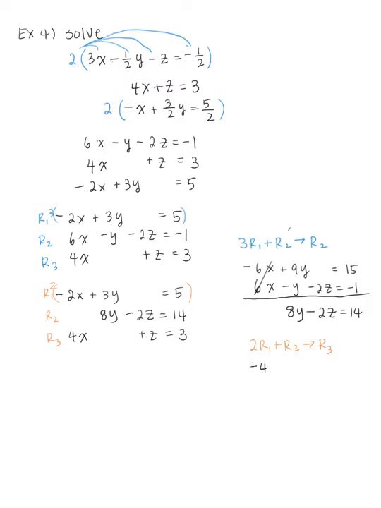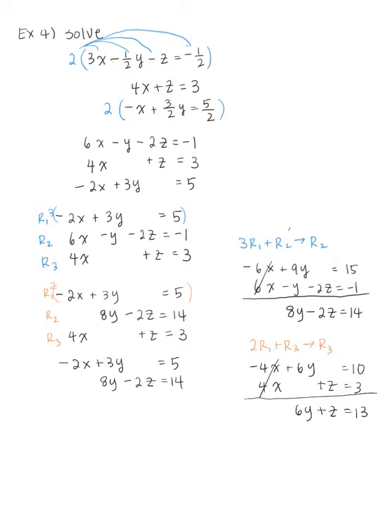You're going to have a negative 4x and then 6y equals 10. And then you're going to have 4x plus z equals 3. Add them together, then this is going to cancel out. So we have 6y plus z equals 13. So that becomes your new row 3. Okay, rewrite. So you're going to have negative 2x plus 3y equals 5, 8y minus 2z equals 14, and then we're going to have 6y plus z equals 13.